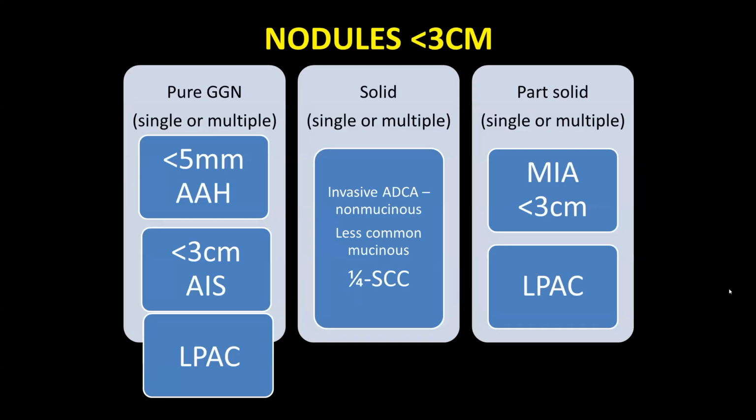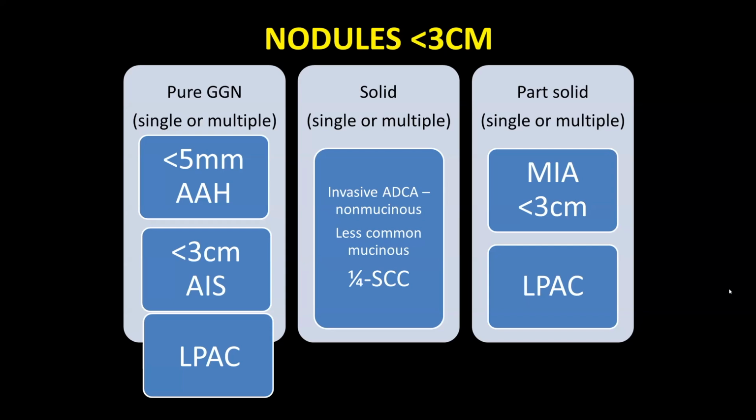Right. So coming to the imaging pattern. So when you have nodules which are less than 3 centimeter, what are the things you should think of? If it is a pure ground glass nodule, it can be single or multiple. If it is less than 5 millimeter, you can think of, I'm talking in relation to cancers alone, atypical adenomatous hyperplasia. Up to 3 centimeters, slightly larger, you can think of adenocarcinoma in situ, or you can think of a lipidic predominant adenocarcinoma.